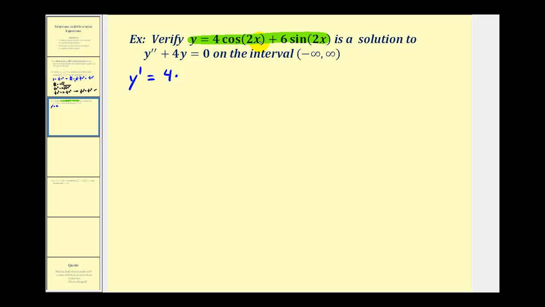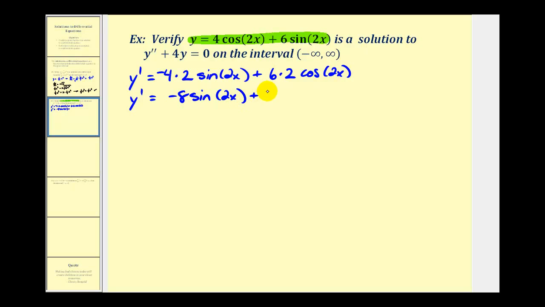So the derivative of cosine 2x is going to be negative sine 2x times 2. Let's put the times 2 here, the negative here, and the sine 2x here. Plus 6 times the derivative of sine 2x. Again, applying the chain rule, this is going to be cosine 2x times 2. Put the times 2 here, and then cosine 2x. So y prime is equal to negative 8 sine 2x plus 12 cosine 2x.